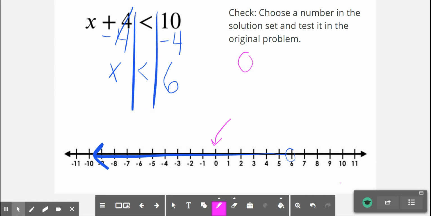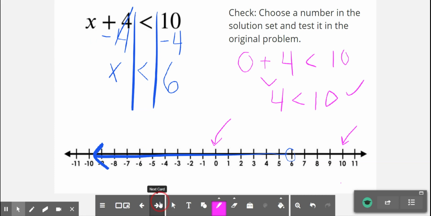So we'll rewrite the original inequality, x plus 4 is less than 10, but replace the x with 0. Then I get 4 is less than 10. That is true. So that means my arrow is going the right way. It doesn't necessarily show that I'm right, but it shows at least that my arrow is going the right way. If I wanted to test a number over here, you'd see that it would not be true because I would get 10 plus 4 is less than 10, which is not true.